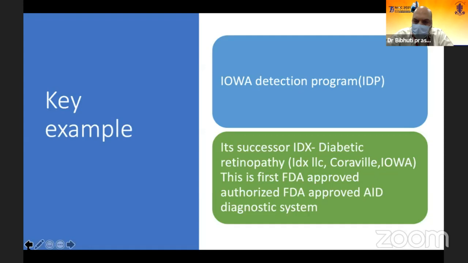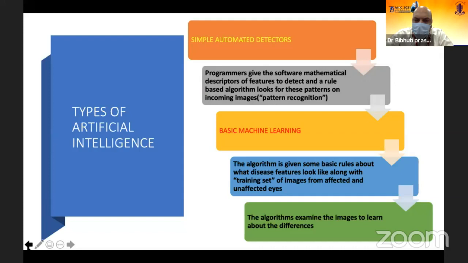Now, types of artificial intelligence. There can be simple, where the programmer gives the software mathematical descriptions of features to detect and a rule-based algorithm pattern. So pattern recognition is done, and these are simple automated detectors. When we go to basic machine learning, the algorithm is given some basic rules about what disease features look like, along with a training set of images. So we train the basic machine also. And based on our training, the artificial intelligence starts working, differentiating and deciphering the abnormal from the normal image.